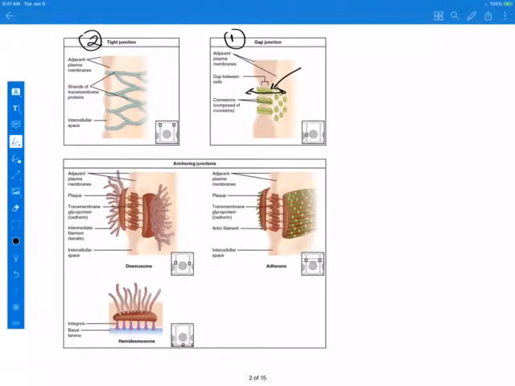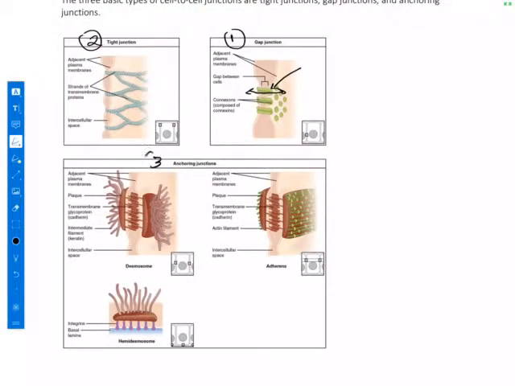And then finally, the last major type of cell-to-cell junction would be an anchoring junction. And these are really strong, flexible connections between cells, and their primary function is to prevent tissue from being pulled apart when it's under stress. So I think of an anchoring junction as kind of like two cells held together by really strong Velcro, and if you try to pull them apart, you can't.